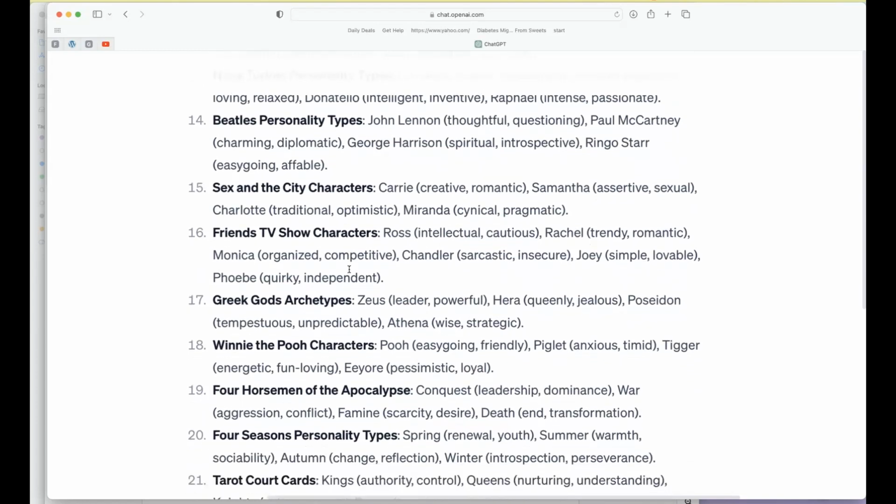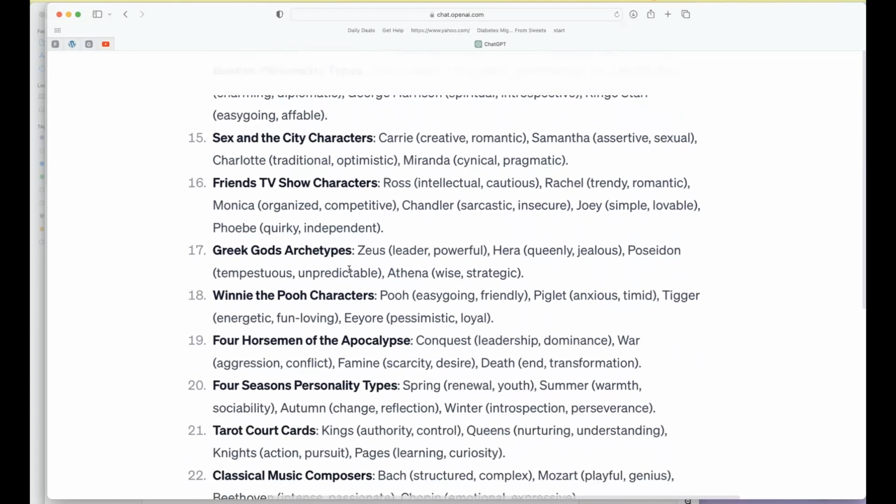Yeah, six types. The Greek gods: Zeus, Hera, Poseidon, and Athena. Winnie the Pooh. Which one would I be? Oh, I see. They would say that I'm Eeyore.